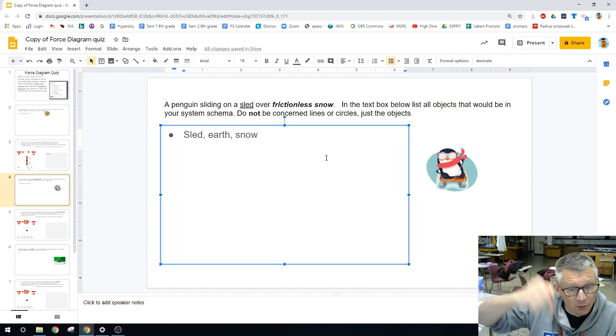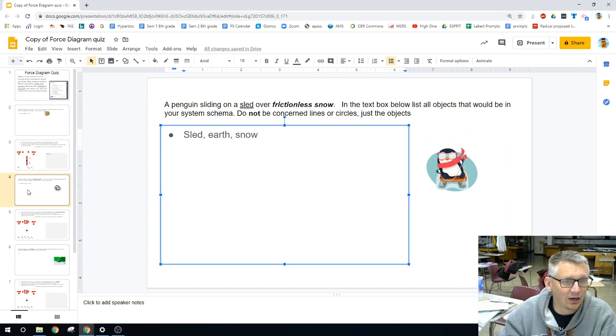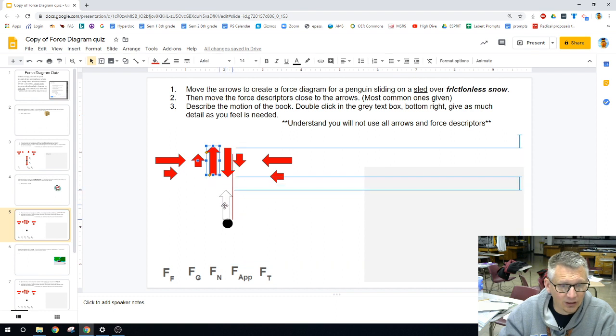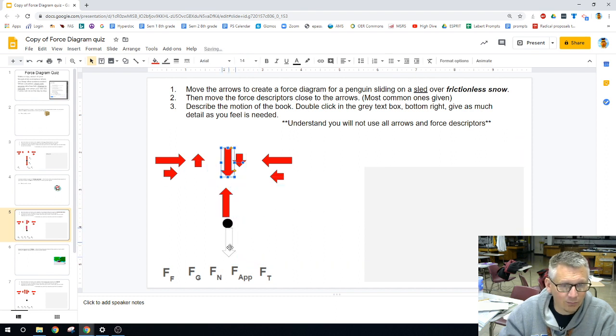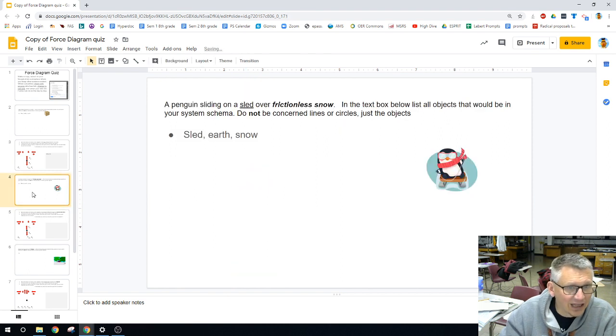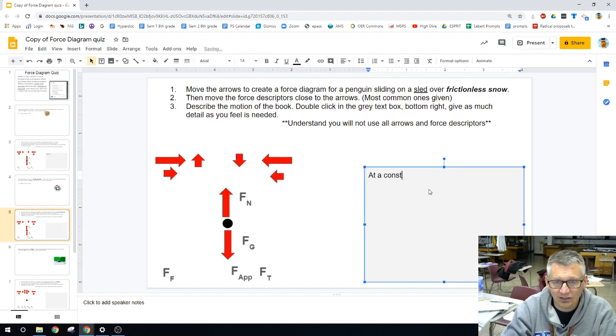Earth is going to be for the force going down. The snow is going to be whatever force is going up. So our next one, we are going to have a force going up and a force going down, the force of gravity and the normal force. And the penguin is sliding over frictionless snow, so it is going to be at a constant speed.